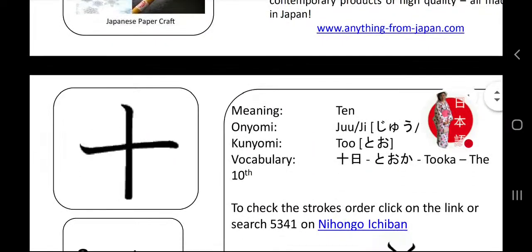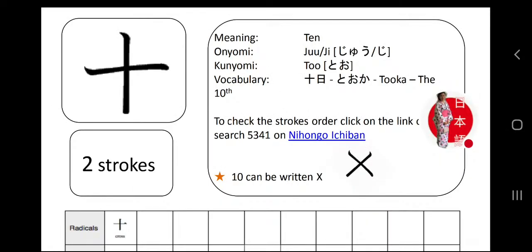And the last one for this set, okay, we will just have 10 characters first. So we have the ju or ji. And then kunyomi is to. This is the 10. So we only have 2 strokes. Very easy, minasan. It's just like writing a cross, no? Okay, so this is 10. Toka. Toka means the 10th in the calendar.